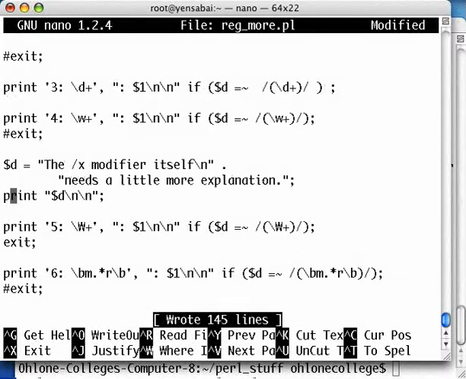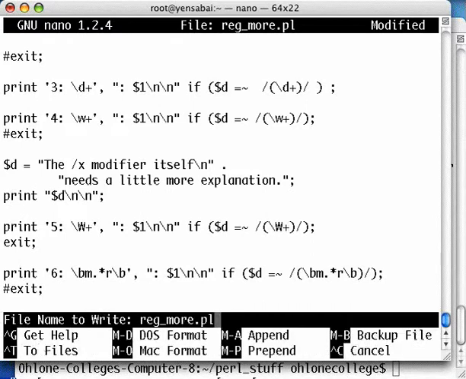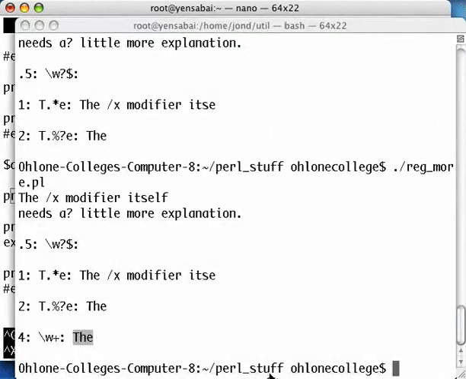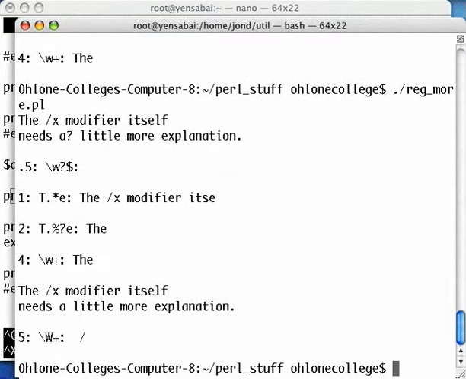Now, number 5. Now we're looking for non-word characters, and we have one right here. You should be happy finding this one, and it is one or more. So we expect most likely this one, the forward dash, to appear, and that's it. And sure enough, that's our result.